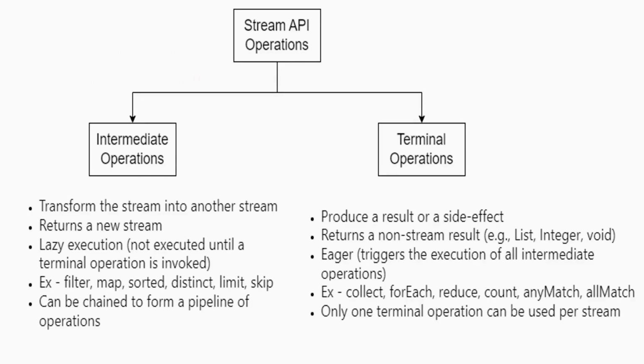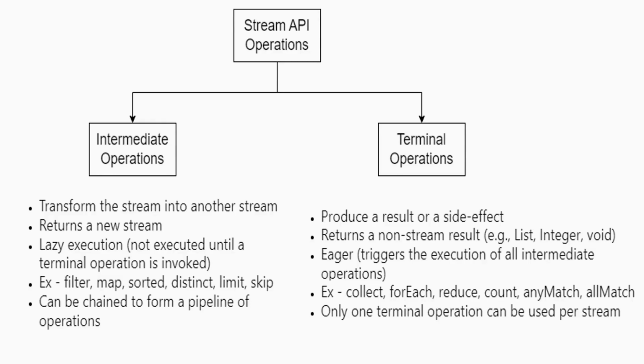The stream operations are divided into two categories: intermediate operations and terminal operations. Intermediate operations transform a stream into another stream, whereas terminal operations provide a non-stream result like a list, an integer, or a side effect. Another important difference between them is that intermediate operations employ a lazy execution approach.